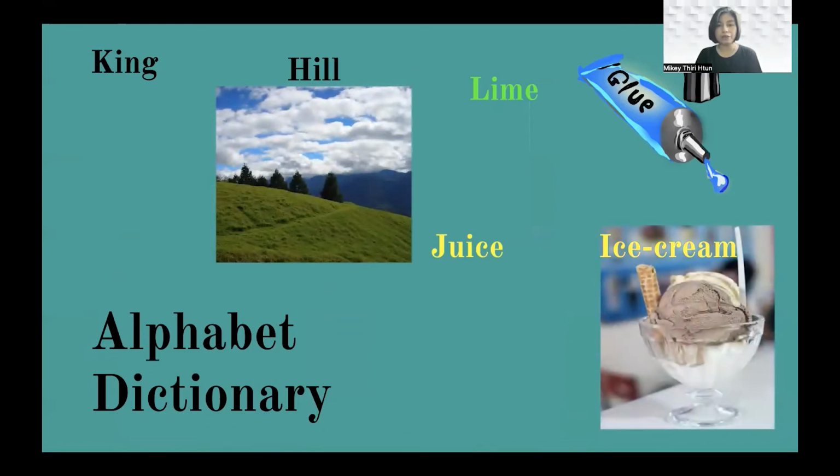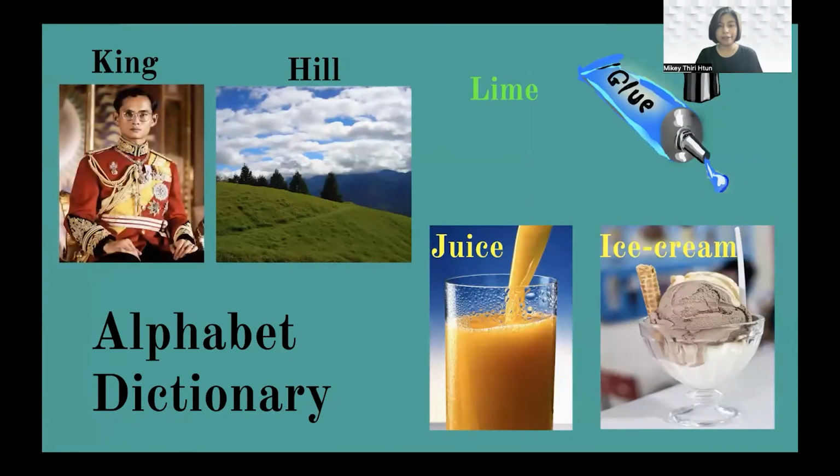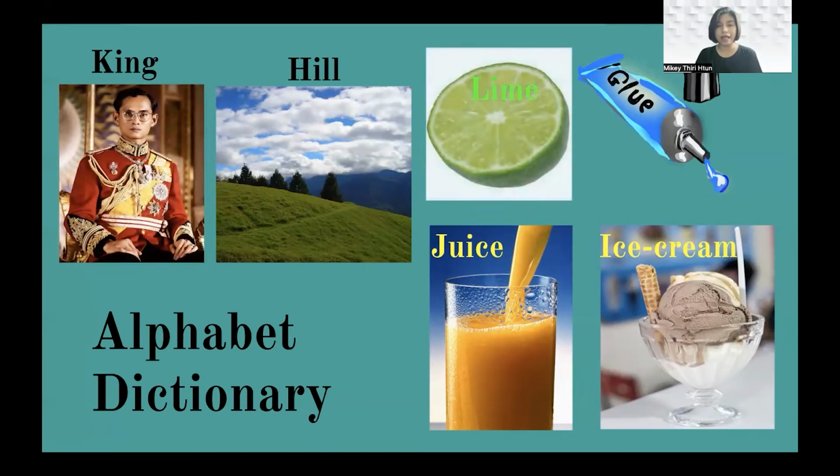And I for ice cream. Ice cream is sweet, and mostly every child likes it. I do too. And J for juice. So the juice that you can see is orange juice. And K for king. This is a king from Thailand. And L for lime. Lime is a kind of fruit.